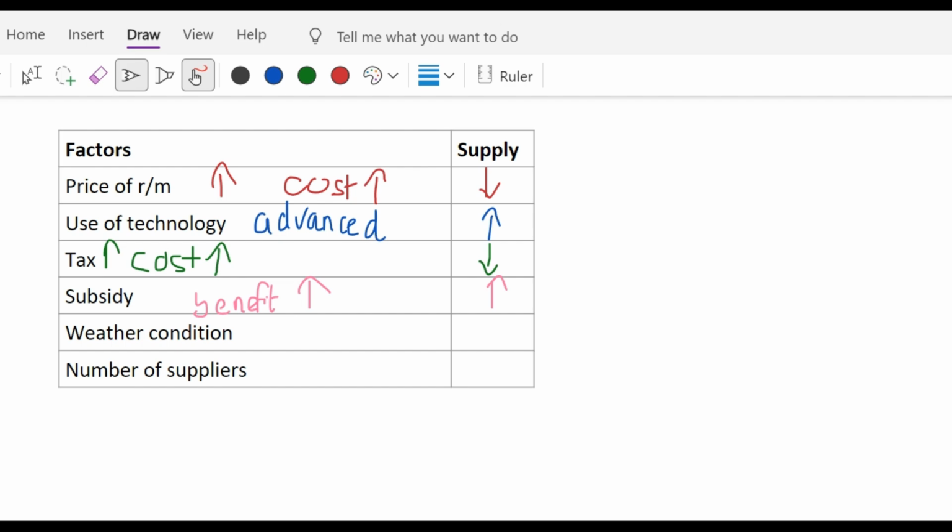But what if the subsidy is removed or the amount of subsidy given is reduced? Then compared to before, it's expensive to produce the product. I would supply less.